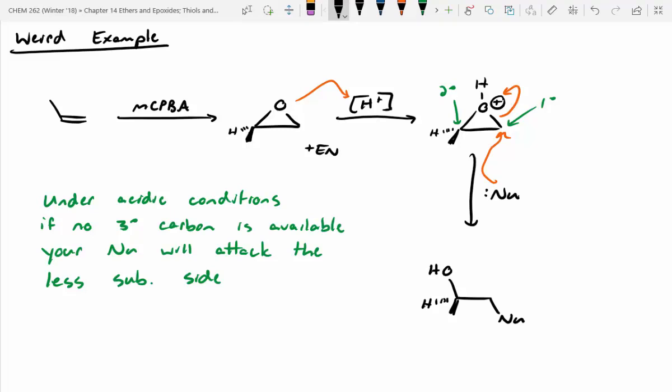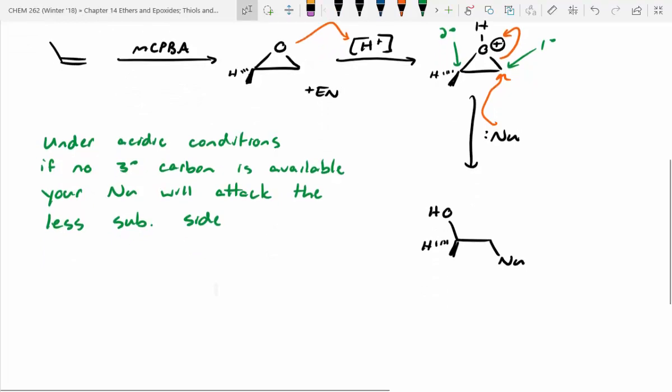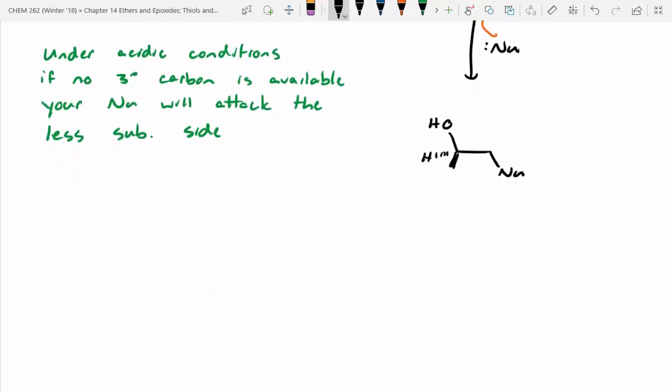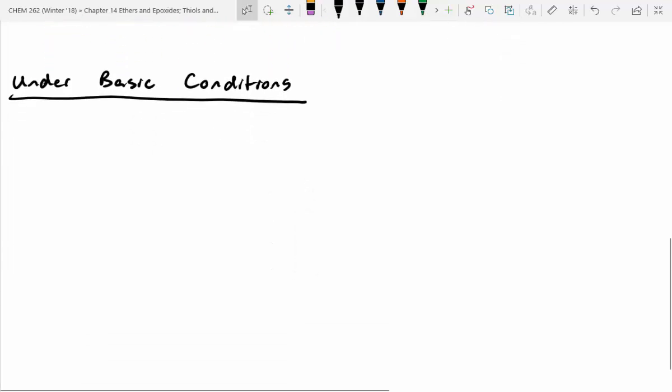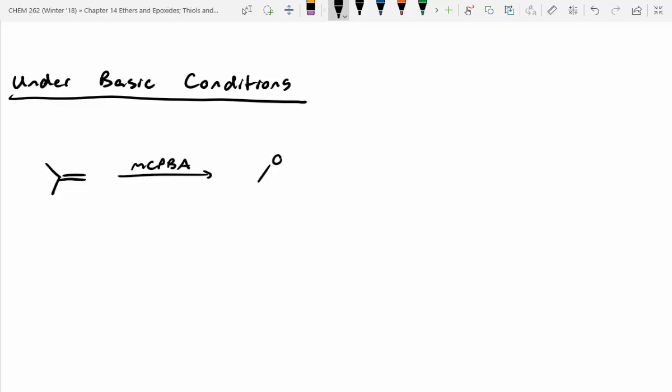These first two that we looked at were all under acidic conditions. However, you actually don't need acid around in all of these examples. And luckily, this one's a little bit easier. So let's take a look at the same example. We'll use MCPBA. We'll make our epoxide. Got one methyl group here, the other one going back like that.